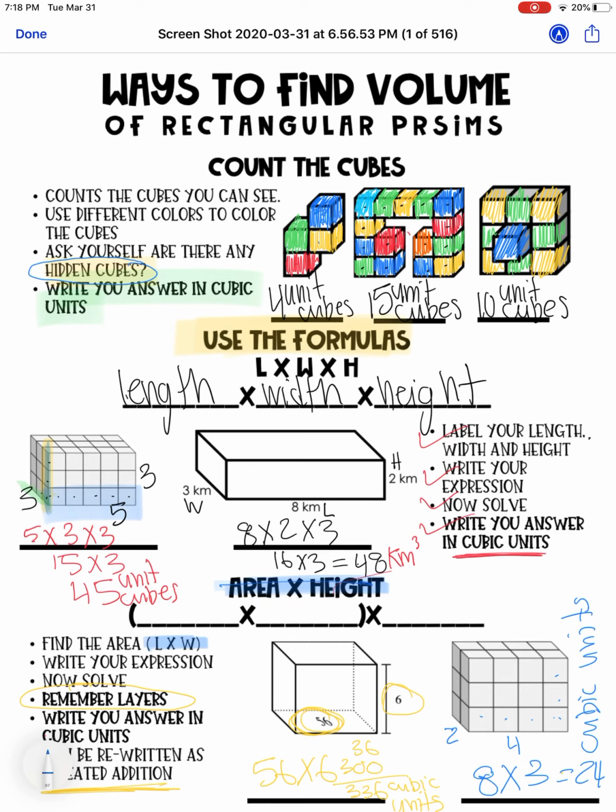Now, guys, if you are confused about any part of this, rewatch this video one more time. If you're not confused about counting the cubes, don't worry about watching that part. But these formulas are going to be very, very important.